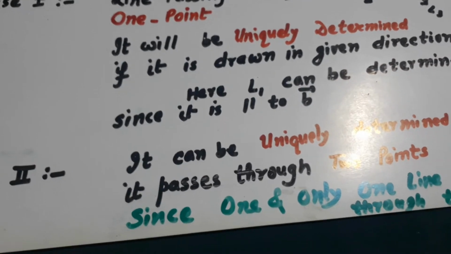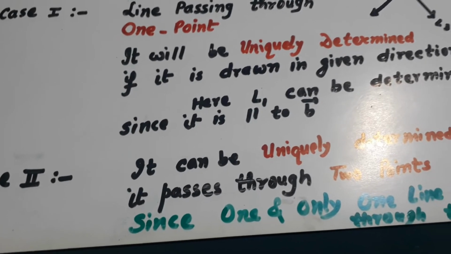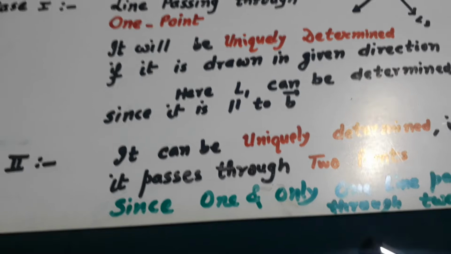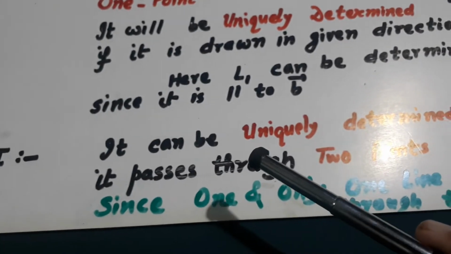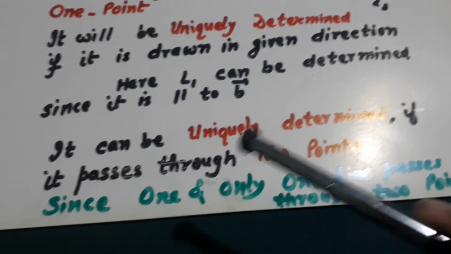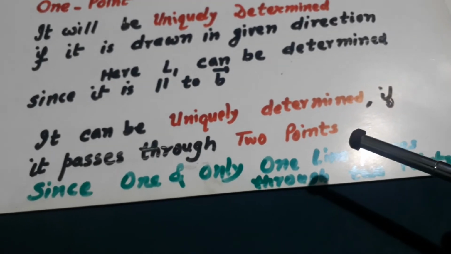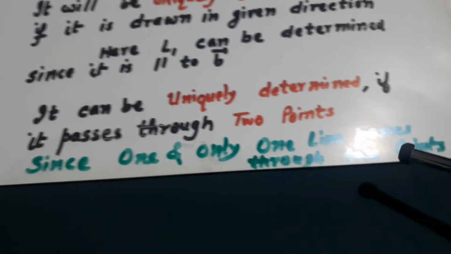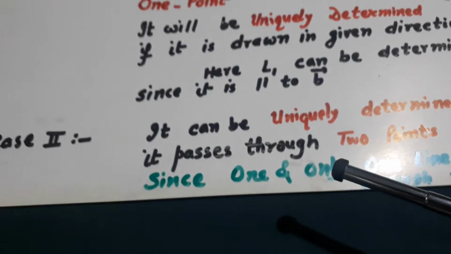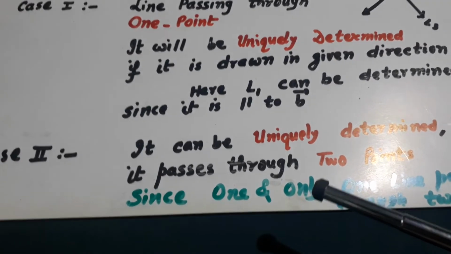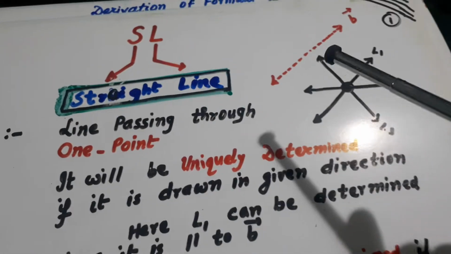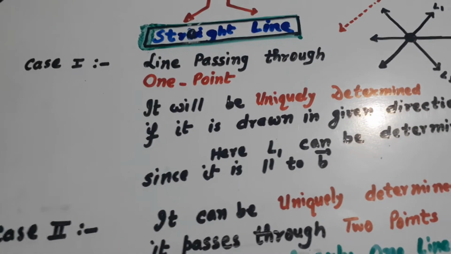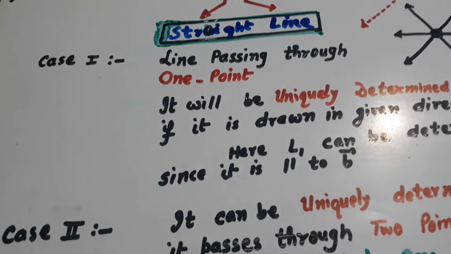Second case, we already know that one and only one line passes through 2 points. It means it can be uniquely determined if it passes through 2 points. Since one and only one line passes through 2 points, it can be easily determined. If it is passing through 1 point, then some direction has to be given. So we'll be discussing one by one.